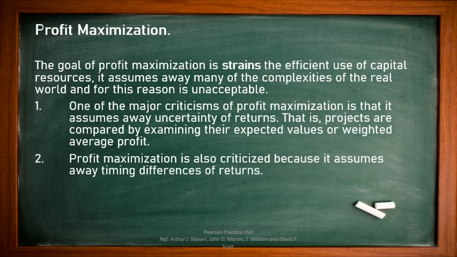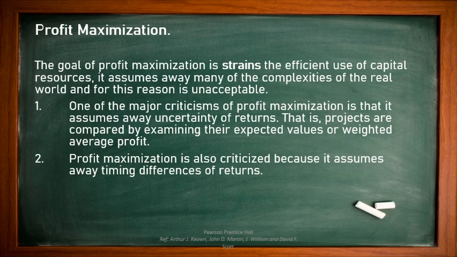Profit maximization is also criticized because it assumes away the timing difference of return. So the first is uncertainty of return, the second is timing difference. It means last year I got 10,000 profit, so this year I will definitely get 10,000. No, this is not the right way. You cannot say it this way. Last year the circumstances and situations gave you some profit. This year the circumstances and situation are different. So accordingly you may earn high profit or maybe low profit, but you don't have particular timing values saying that this time I got this profit, so I will definitely get it. Last year in the month of November I got this profit, so this year also I will get it.